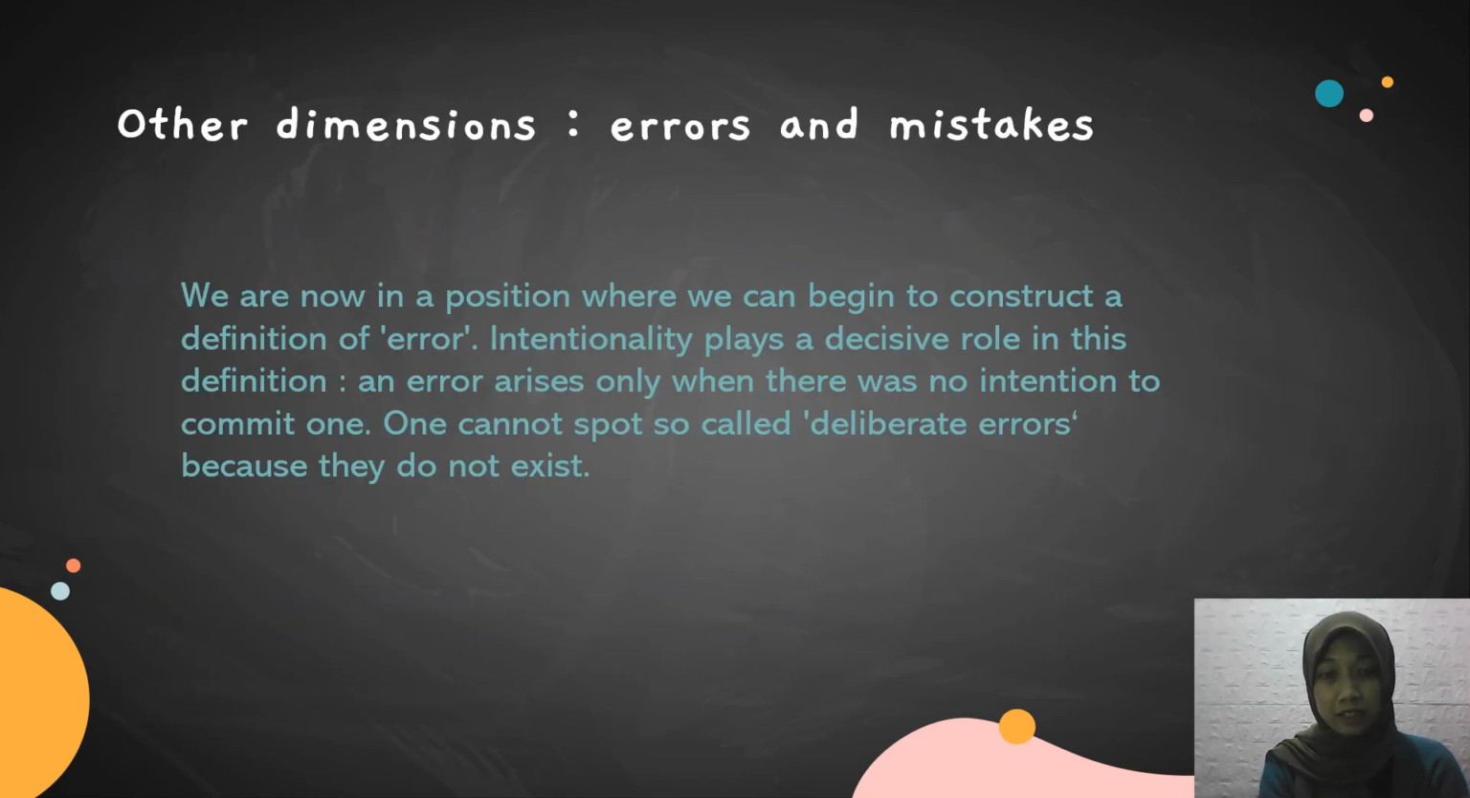Other dimensions, errors and mistakes. We are now in a position where we can begin to construct a definition of error. Intentionality plays a decisive role in this definition. An error arises only when there was no intention to commit one. One cannot spot so-called deliberate errors because they do not exist.